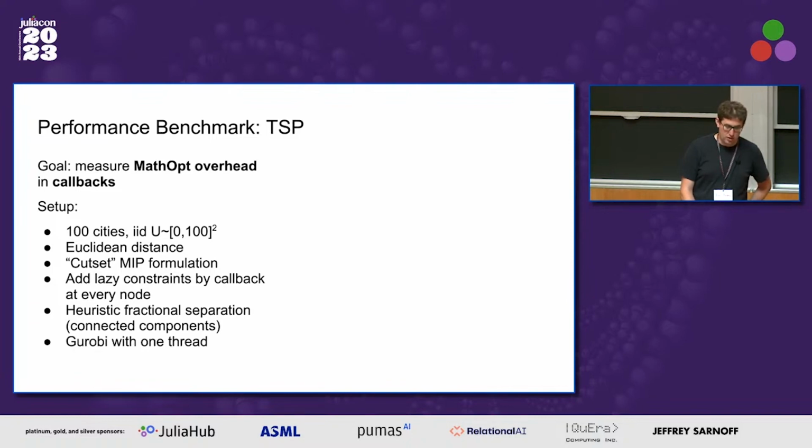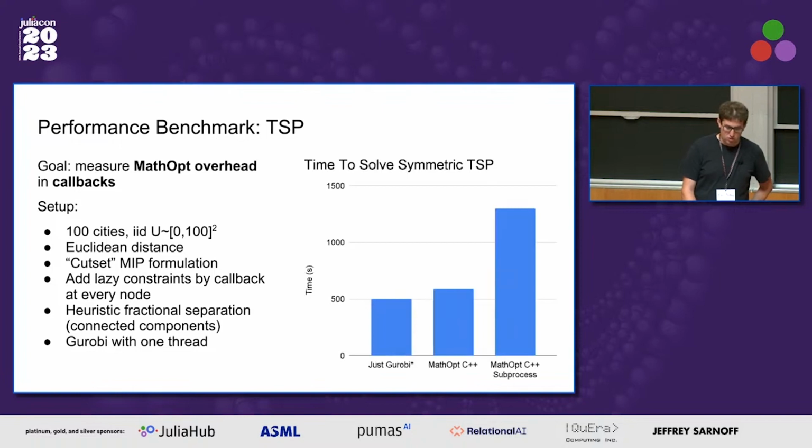And so we'll look at 3 settings. So just Gurobi. So here this is measuring, it's milliseconds, not seconds. The axis is wrong. Sorry about that. So the time that was spent inside of Gurobi was about 500 milliseconds, and the time that was spent inside of MathOpt was, I think, 590 milliseconds.